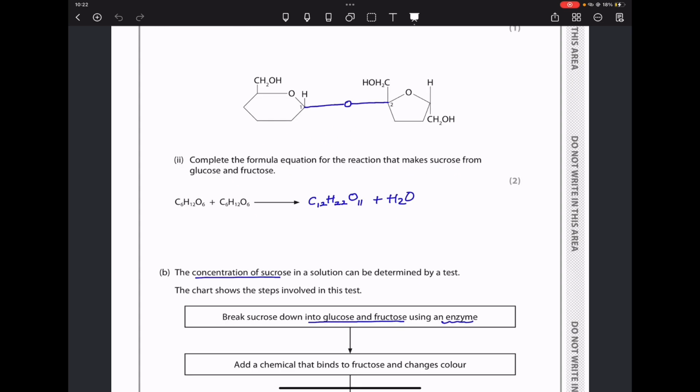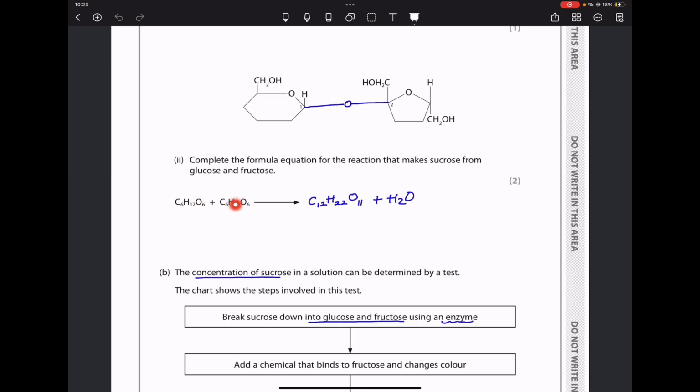Next, they say complete the formula equation for the reaction that makes sucrose from glucose and fructose. We know that combining these two involves a condensation reaction where one water molecule is going to be lost. So the number of carbons are not changed. So 6 plus 6 gives us 12. So it's going to be carbon 12.